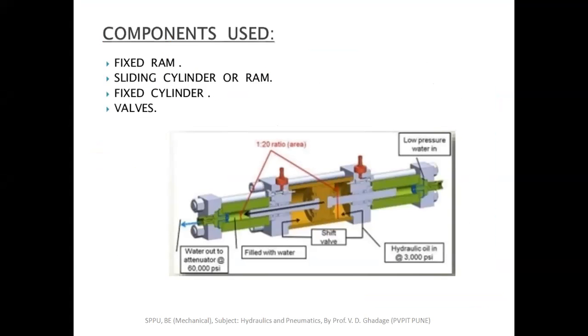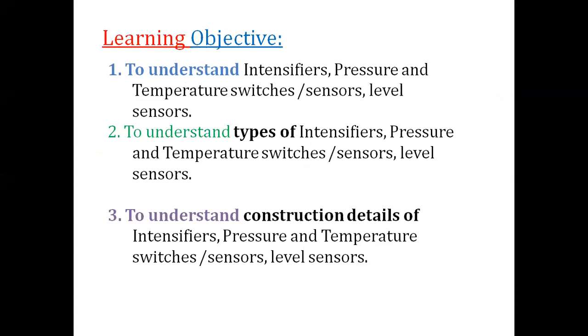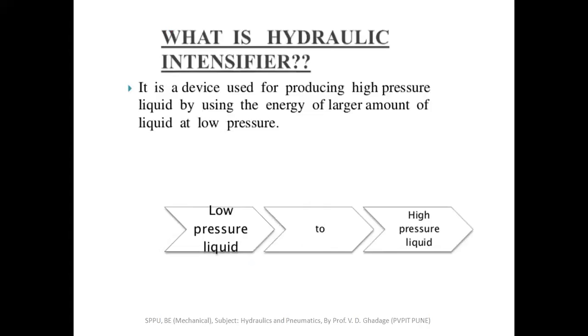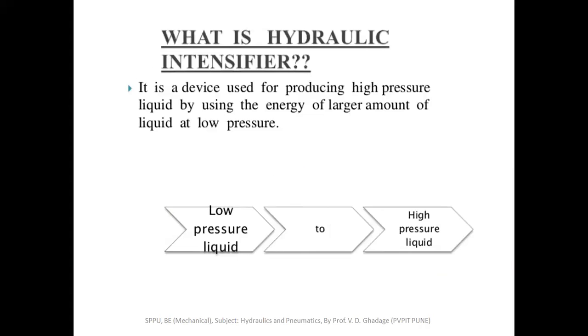Components used: fixed ram, sliding cylinder or ram, fixed cylinder, valve. What is a hydraulic intensifier? It is a device used for producing high pressure liquid by using the energy of a large amount of liquid at low pressure.